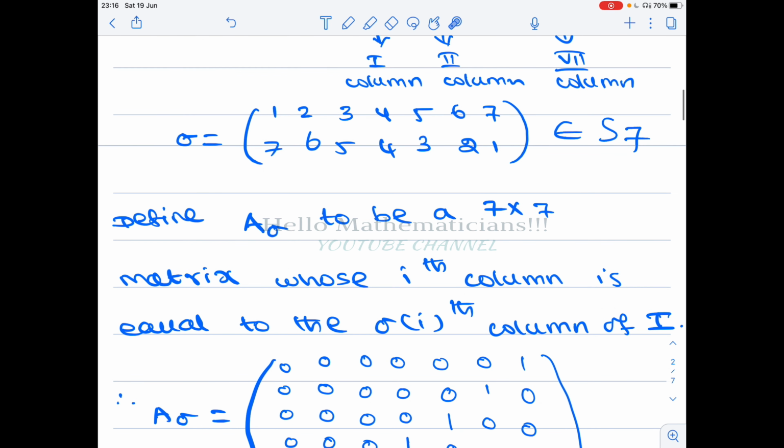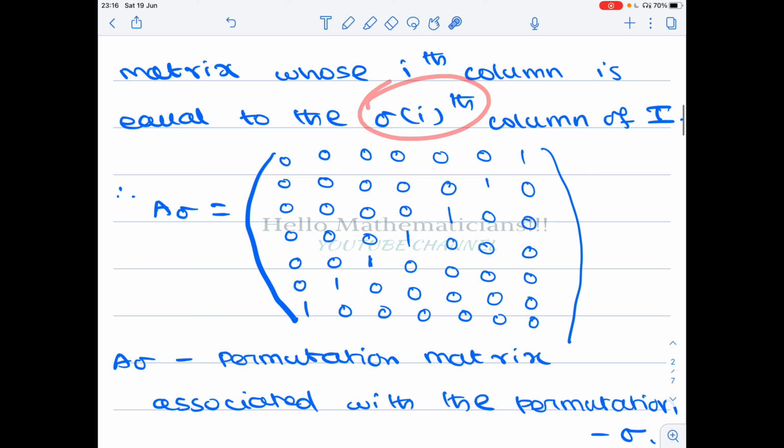Now similarly, the second column of A sigma is equal to sigma of the second column of the identity matrix, but sigma of 2 is 6. Therefore, this is the sixth column of identity. The sixth column of identity is E6. Okay. Then the third column of A sigma equals sigma of the third column of the identity matrix. There sigma of 3 is 5. So we get this third column. Okay, so we can keep doing this and we get A sigma.